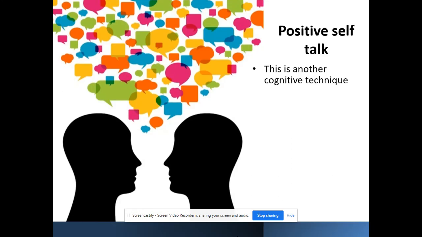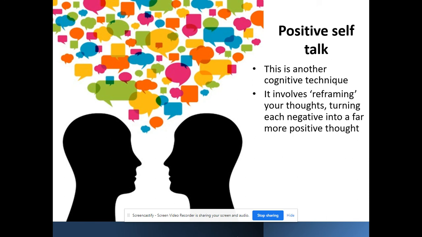Right, there's also positive self-talk. So this is another cognitive technique. It involves reframing your thoughts, turning each negative into a far more positive thought. So if you go into a game, and I must admit, we're at Pigott Girls Football, I'm going to use it as an example. Whenever we go and we play a game, my team, the Pigott team, always say, look how tall they are, look how big they are. Okay, so straight away they're putting quite negative on it. They're thinking about, oh, we can't beat them. Look at them. They look better than us.